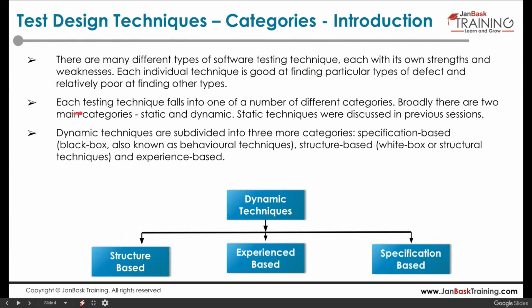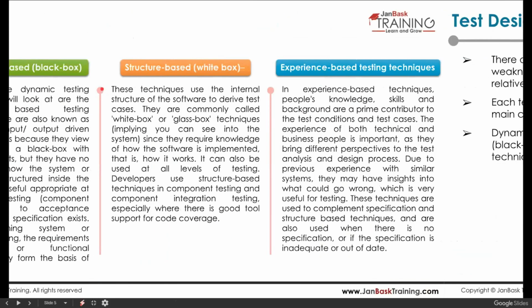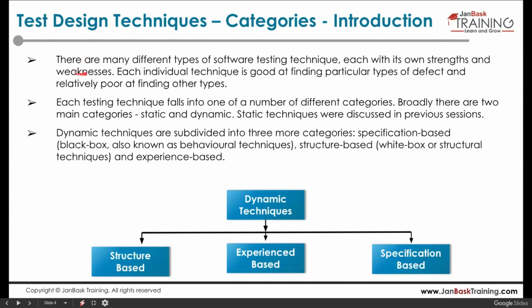Okay, so this is again test design techniques that I explained to you. Let's go through the slide once. There are many different types of software testing techniques, each with its own strengths and weaknesses. Each individual technique is good at finding particular types of defect and relatively poor at finding other types. So this point is particularly saying that each of the techniques has its own strengths and weaknesses. Each individual technique is good at finding a particular type of defect.